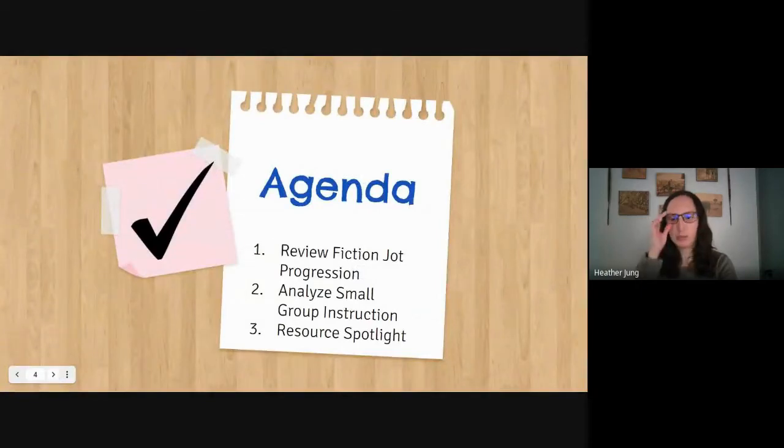Our agenda is we'll review the fiction JOT progression, and then we'll look at some small group instruction. I've brought some data from some small groups. They're different small groups that are represented. You'll see at least 3 different small groups. You'll look at their data, and we'll talk about if this was your student data, what would you teach?